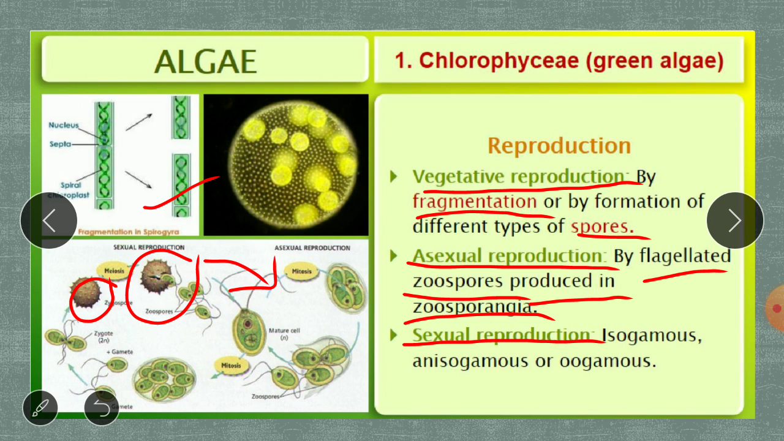In sexual reproduction, the male and the female gametes come together, and that can be by three methods: isogamous, anisogamous and oogamous. The definition of all these three we have seen in the last video.